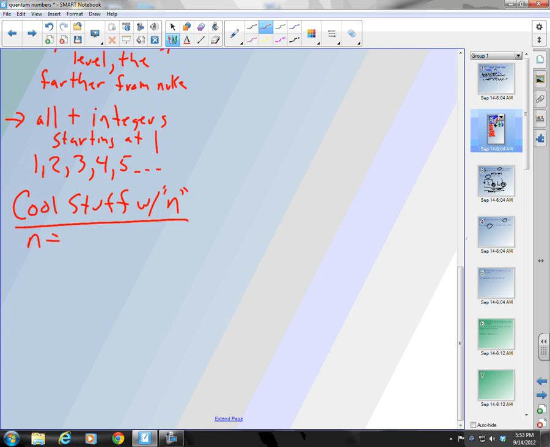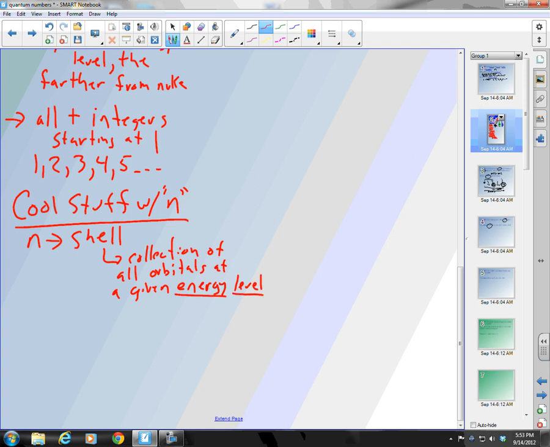First thing is that n represents my shell. What's a shell? Well, a shell is a collection of all orbitals at a given energy level. Now I'm giving you some code words here. From now on, whenever you see these two words together, energy level, you should always start thinking n. So really we're saying, a shell is a collection of all the orbitals at a given n. So when I say I'm at the fourth shell, that means I'm at the fourth energy level, and that means I'm talking about all the orbitals that are within that energy level.